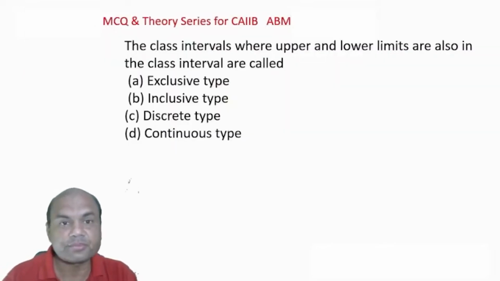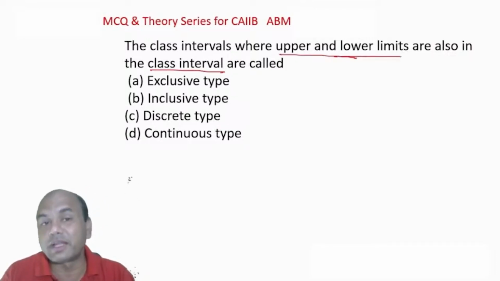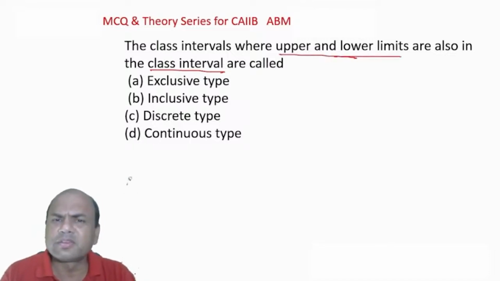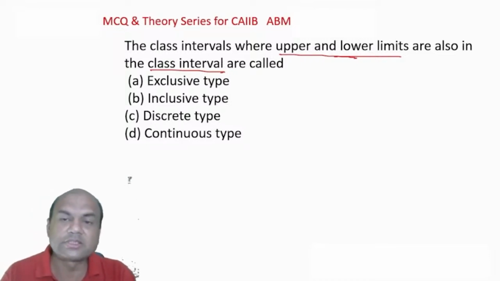The class where the upper and the lower limits are also in the class interval is called as what? Have we done this? No, I was explaining it to you at that time. So this is the same question which we have done. The upper and the lower limits are also in the class interval. So it is called exclusive, inclusive, discrete, or continuous. Which is this? Upper and lower are also in the class interval.